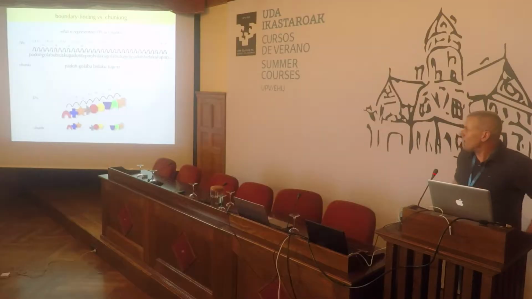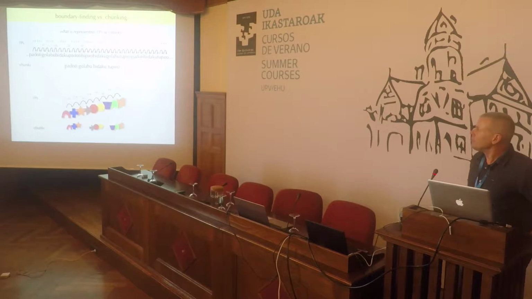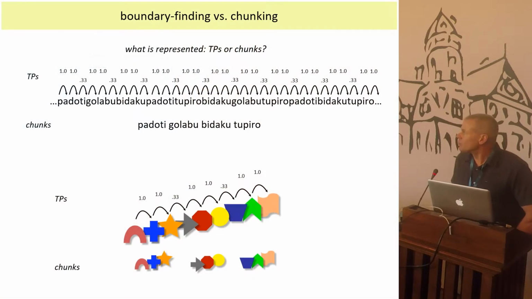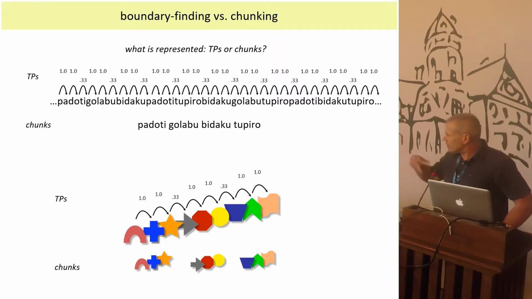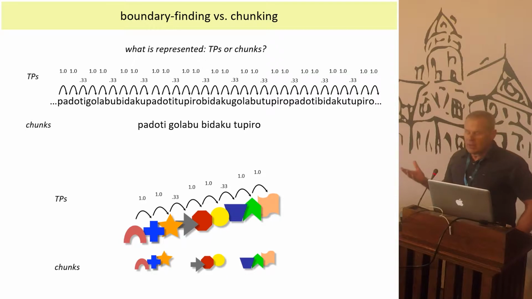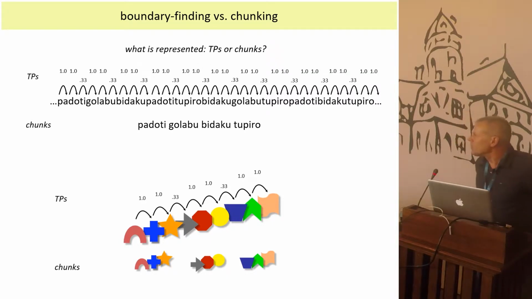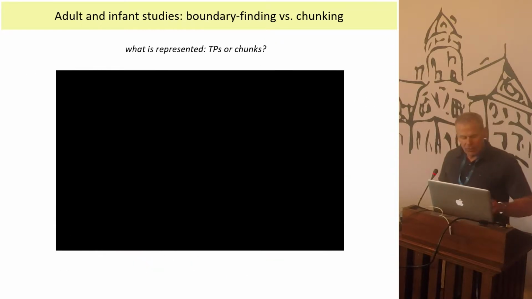So what I'm going to talk about in this talk is what is represented in statistical learning studies. Is it transitional probabilities or is it chunks? If babies remember transitional probabilities, they will simply remember the pairwise associations or lack thereof between different items. However, if they remember chunks, what is left for them to remember is actually the units themselves rather than the TPs within units.